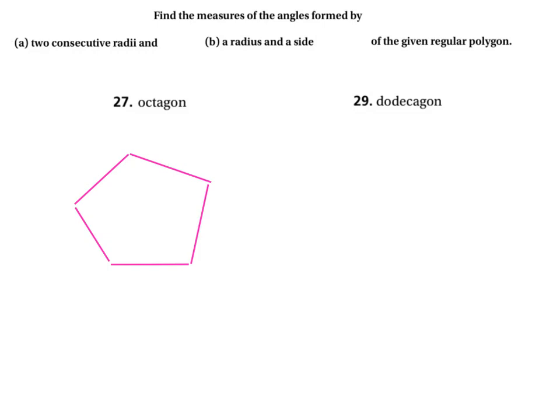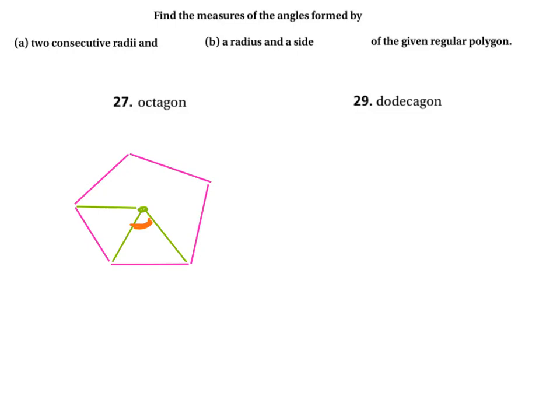When they talk about two consecutive radii, what they're saying is there's some point in the center, okay? And then you're connecting consecutive radii. Radii go from the center to the vertices, okay? So what they're asking for is what's this angle right here? What is one of these interior angles? Well, it depends on how many sides you've got. However many sides you've got, that's how many triangles you're going to end up with.